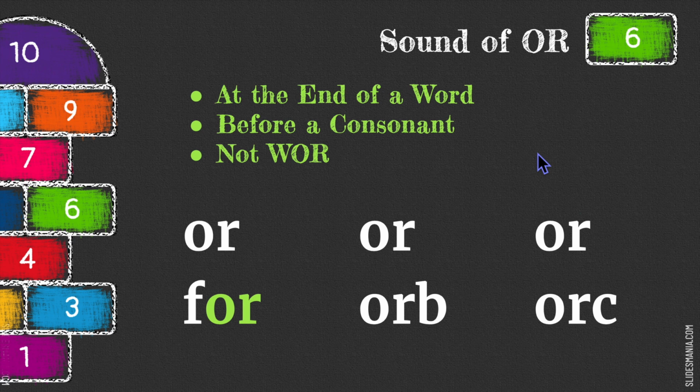Now let's learn about our new sound of OR. OR has the sound of OR at the end of a word or before a consonant. However, if it's after a W, it usually changes to a different sound, which we will cover at the end of this lesson. So for now, when I point to the OR, I want you to say OR. OR, for, orb, orb, orc, orc.